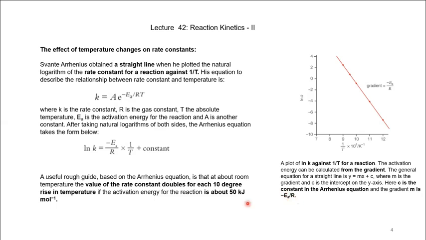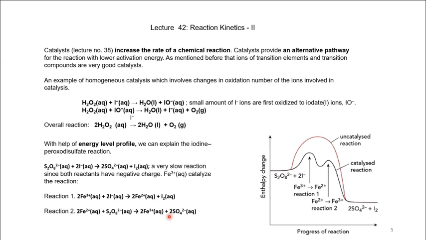So that shows a useful guide we can have: if we have a reaction with an activation energy of about, say, 50 kilojoule per mole, and if we raise the temperature, for every 10 degree rise, the rate constant roughly doubles. This is a useful general guide to consider while talking about the effect of temperature on reaction rate constants.